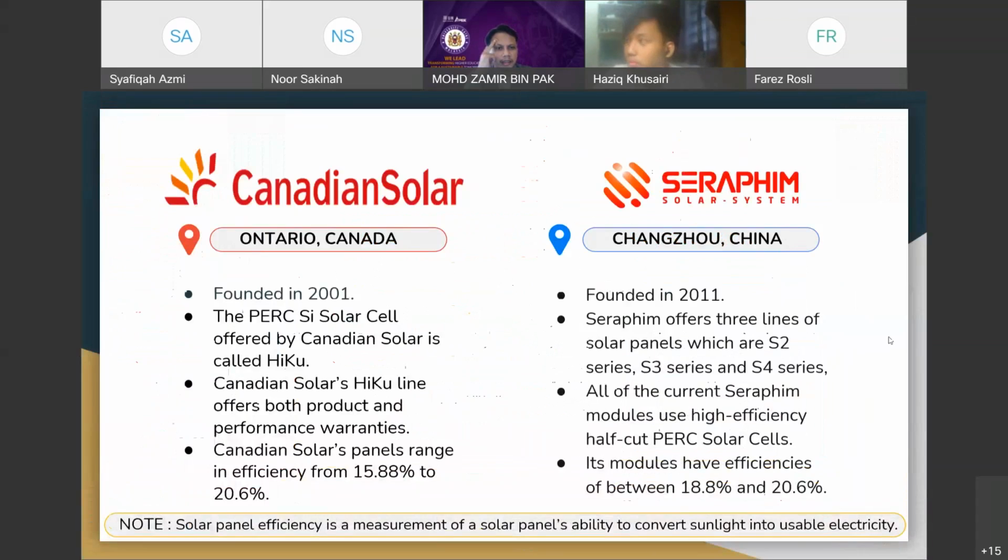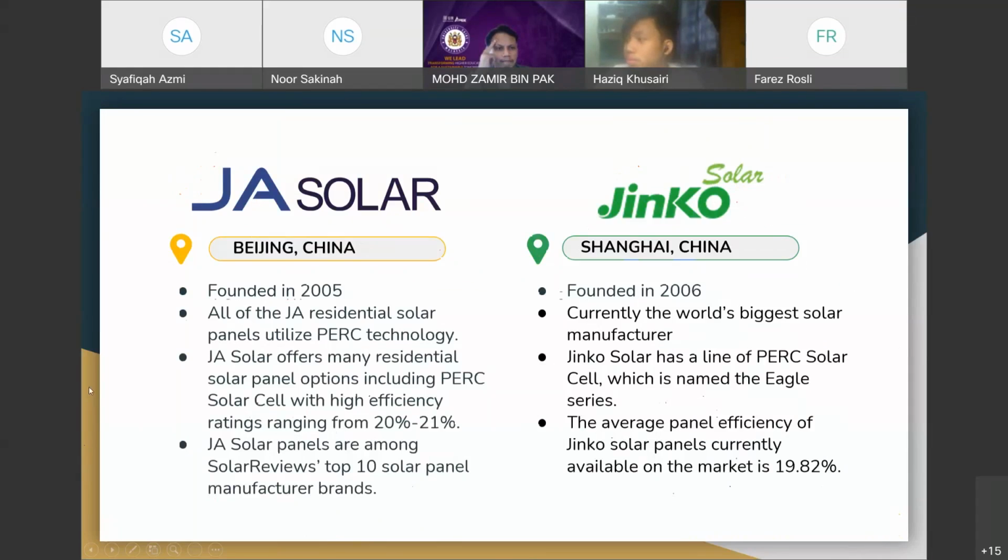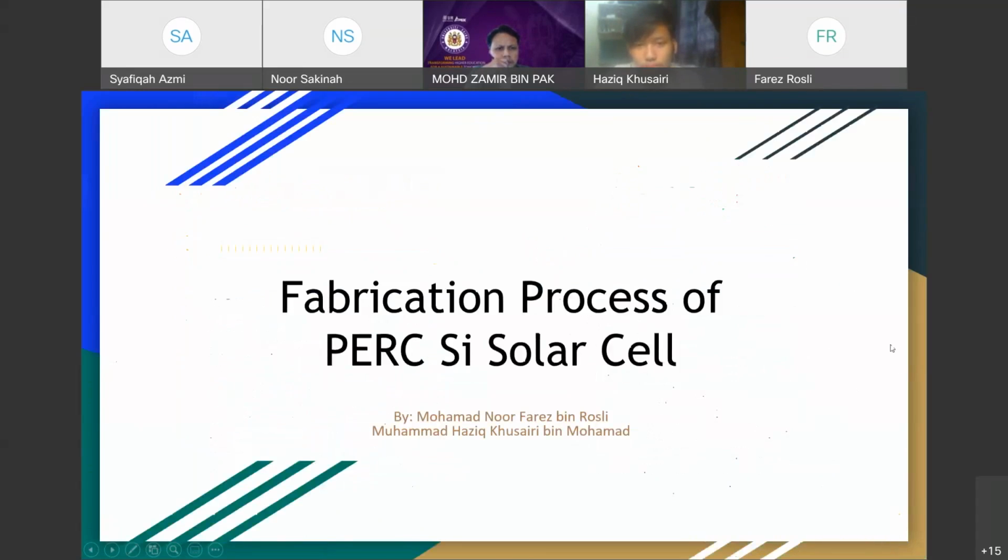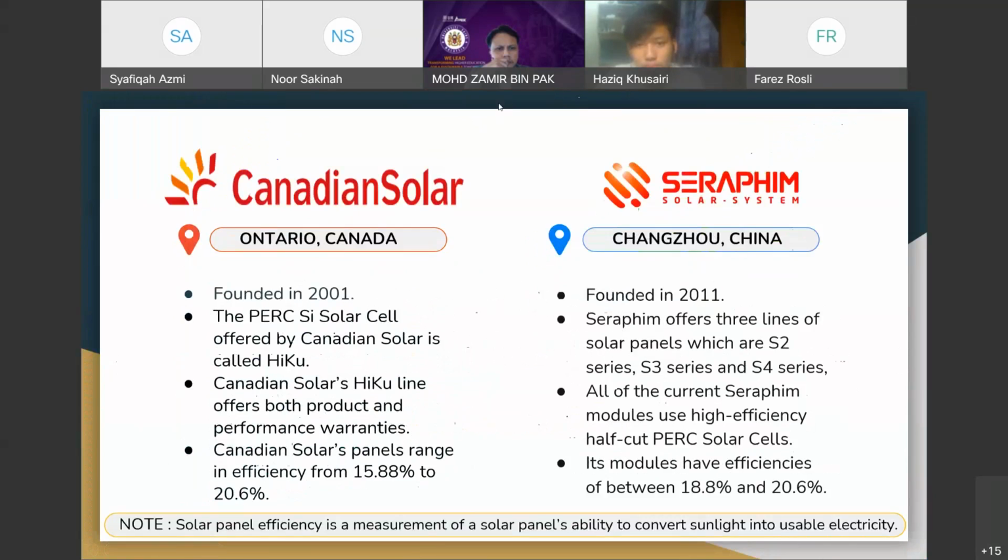Yeah, half cut, right. Can you elaborate a bit, Shafika, on this half cut? How does it look?